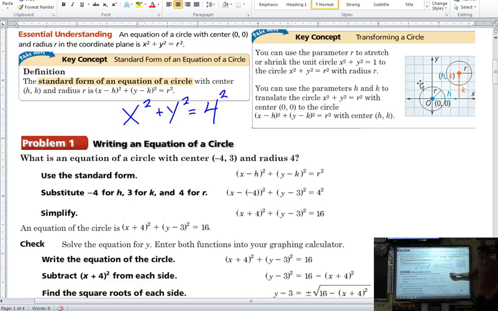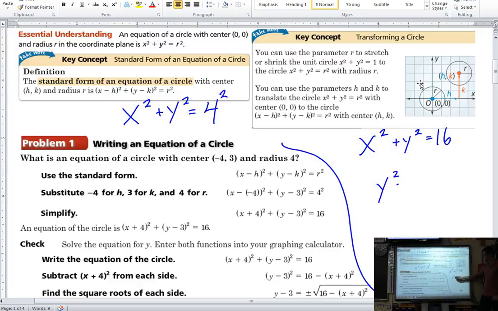So that would really give me, and you can write this wherever, but this does not relate to that problem. It would really give me x squared plus y squared equals 16. And if I start to work to isolate the y squared, it equals 16 minus x squared.